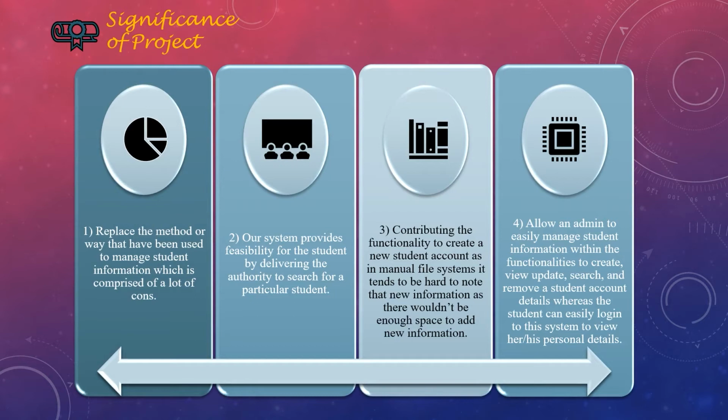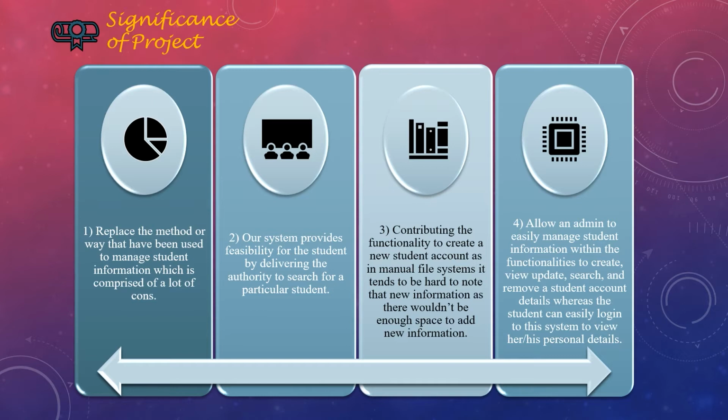The significance of our project is to replace the method that has been used to manage student information, which has a lot of cons, such as a high possibility of information being lost or missed. Second, our system provides flexibility by giving the authority to search for a particular student, which is not possible in a manual file system, where an admin has to go through each record in order to search for one.